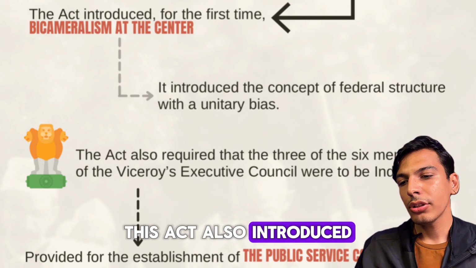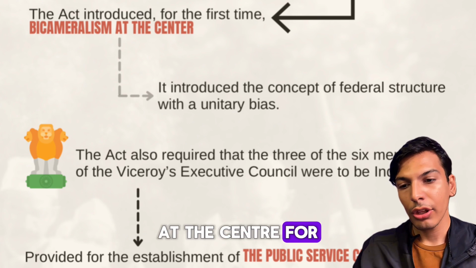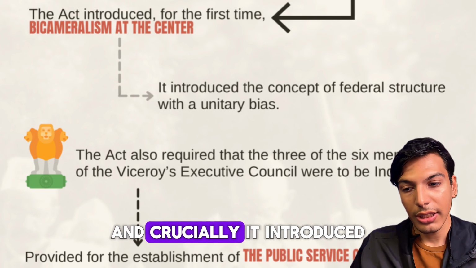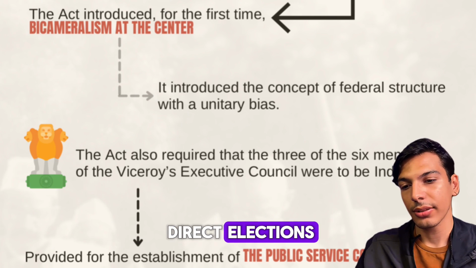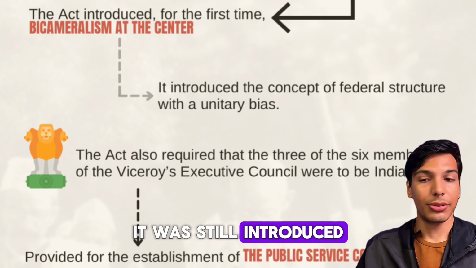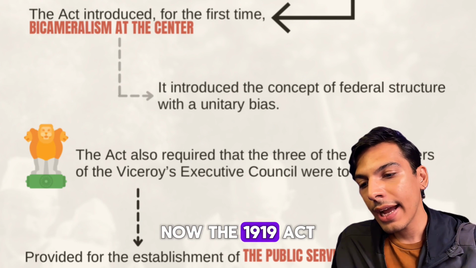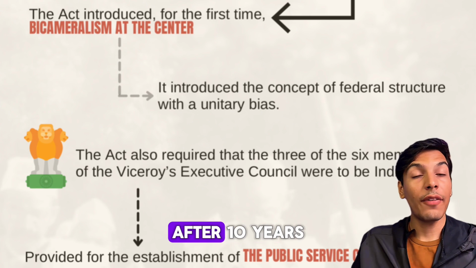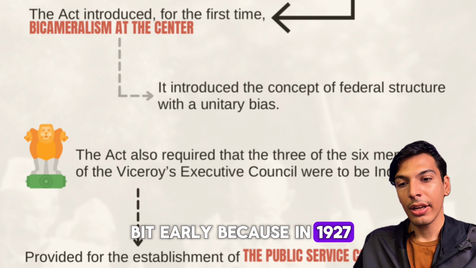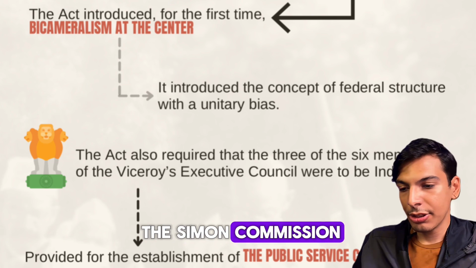This act also introduced a bicameral legislature at the center for the first time, the Legislative Assembly and the Council of States, and crucially, it introduced direct elections. Though the right to vote was extremely limited, it was still introduced. Now, the 1919 Act had a provision for a review after 10 years. The review came a bit early, in 1927, in the form of the Simon Commission.